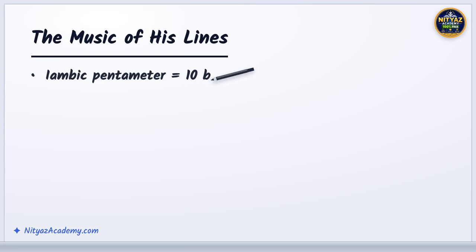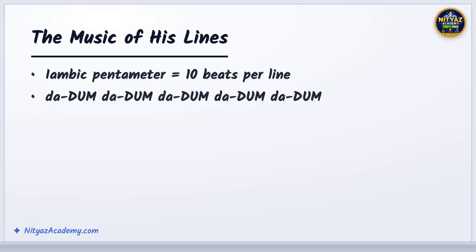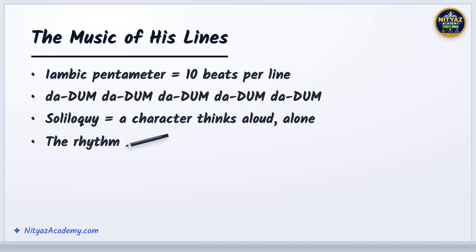Listen to the rhythm. Shakespeare wrote much of his verse in iambic pentameter, 10 syllables that beat like da-doom, close to a heartbeat. When a character stands alone and speaks their private thoughts to us, that's a soliloquy, a window straight into the mind. Hearing the meter and spotting soliloquies turns confusing text into living, breathing speech.